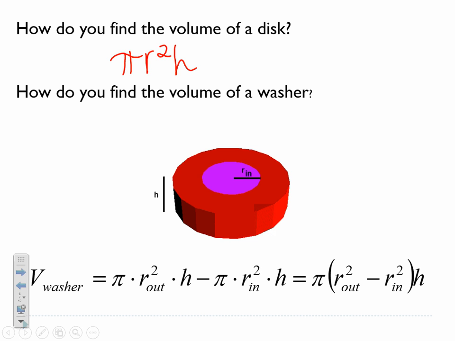What you need to remember to be able to do this method is pi r squared h. If you can remember pi r squared h, you can do the disk washer method. So we haven't even gotten to the calculus yet, but I want you to remember pi r squared h. So let's talk about this and how it relates to the calculus portion of what we're going to do.